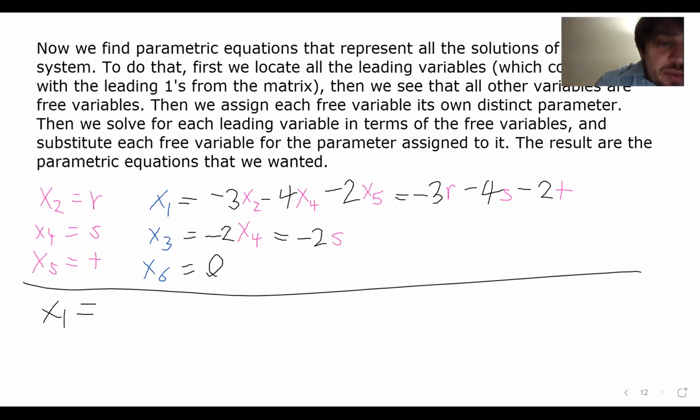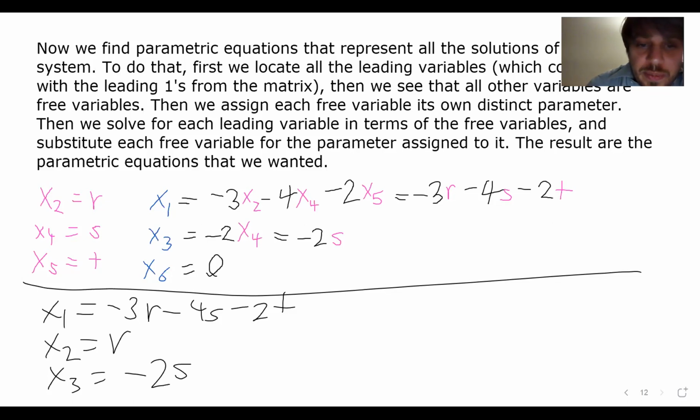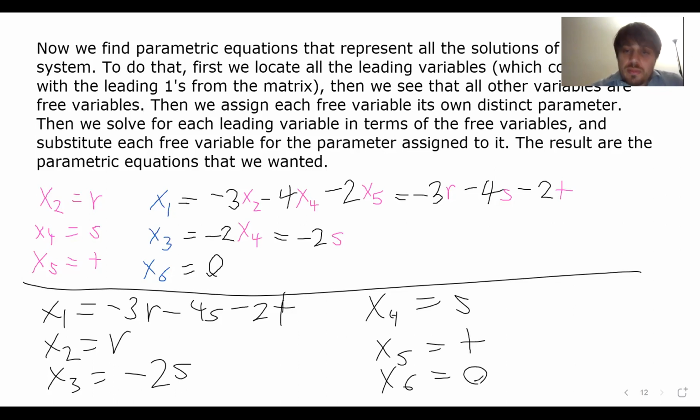And it's x1 is equal to negative 3r minus 4s minus 2t. x2 is equal to r. x3 is equal to negative 2s. x4 is equal to s, and x5 is equal to t, and x6 is equal to 0. So those are the parametric equations describing all solutions of the original linear system.